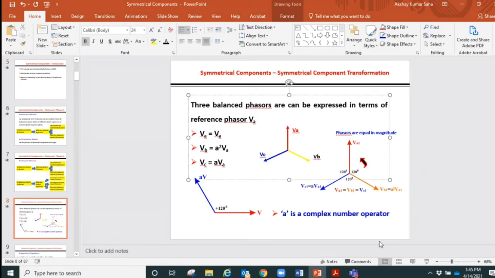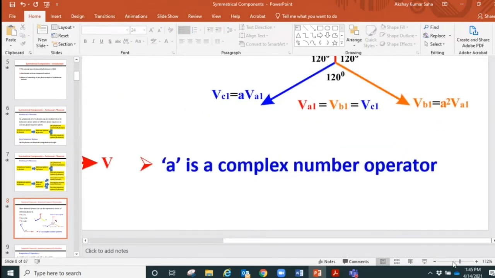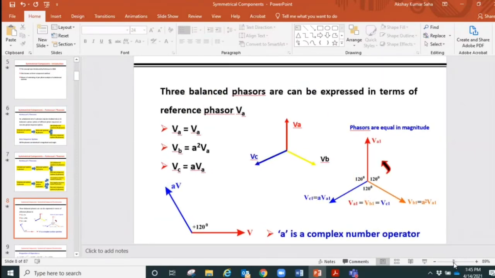Yes, sir. Sir, could you zoom into your slide? Oh, okay, I forgot it. The other day you told me. Is that okay? Better now? Yes, thank you, sir.